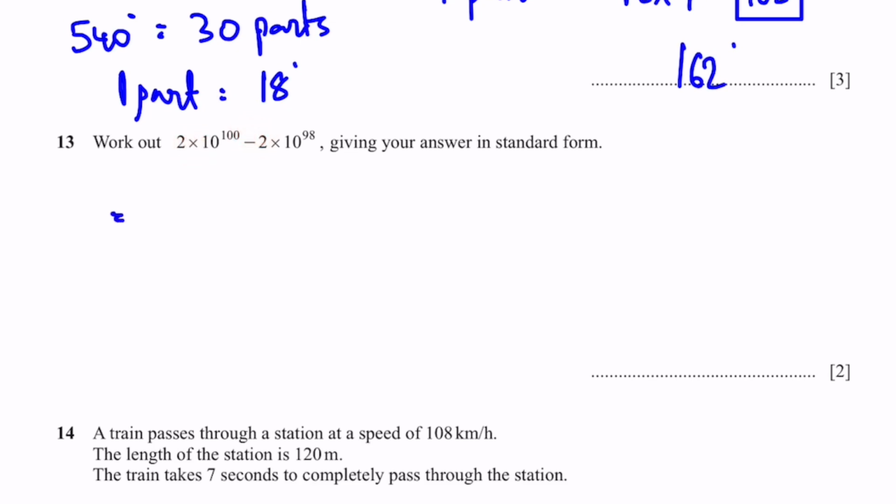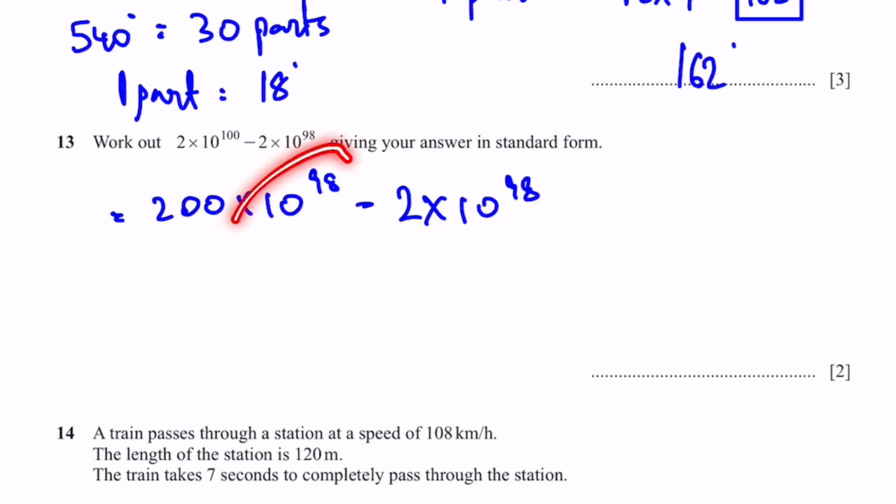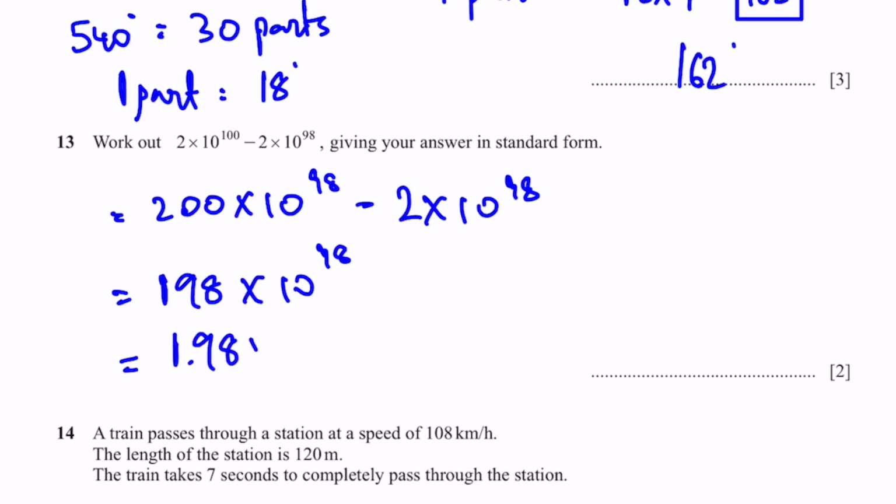Same way, we can subtract 2 from the power and add 2 zeros. So this is actually equal to 200 into 10 power 98 minus 2 into 10 power 98. Because they're the same power of 10, we can subtract the numbers. That'll be 198 into 10 to the power of 98. And in standard form, this becomes 1.98 into 10 to the power of 100. That's the answer.